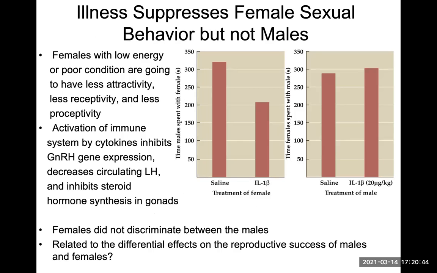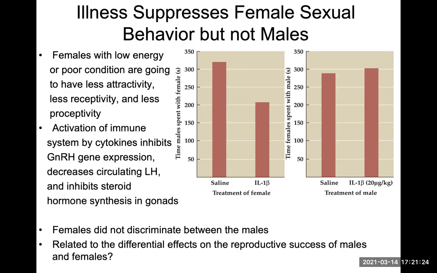And then finally, just something to point out here. Illness will suppress female sexual behavior, but it doesn't suppress male sexual behavior. So females with low energy or poor condition are going to be less attractive to males, with less receptivity and less proceptivity. It's thought that it's the activation of the immune system that will inhibit gonadotropin releasing hormone expression, decrease that circulating luteinizing hormone. When luteinizing hormone drops, sexual interest decreases as well, and it inhibits steroid hormone synthesis in the gonads.